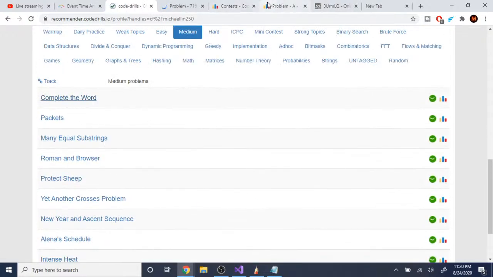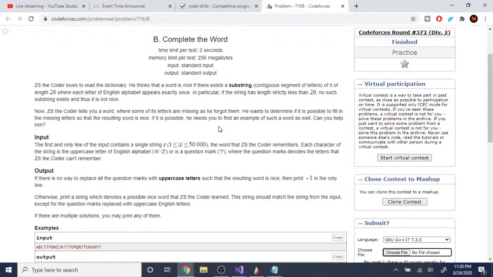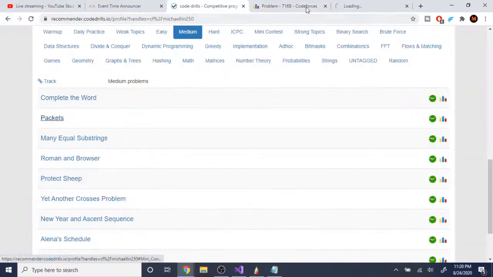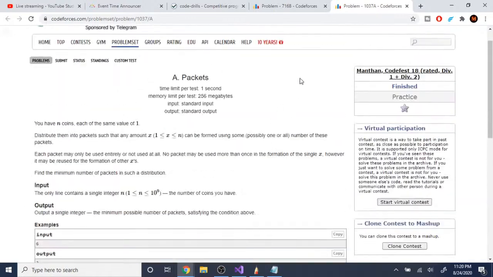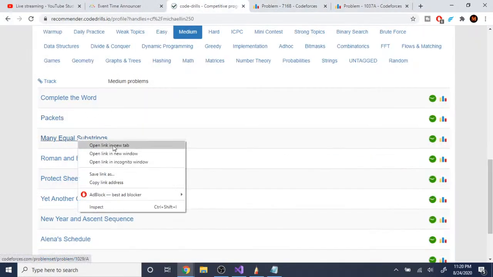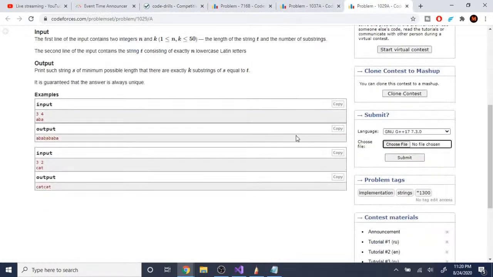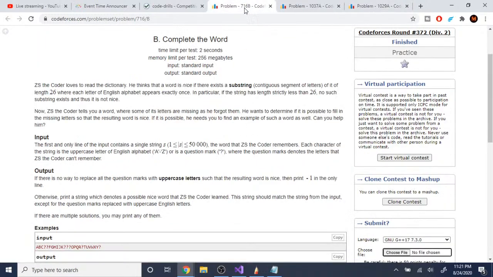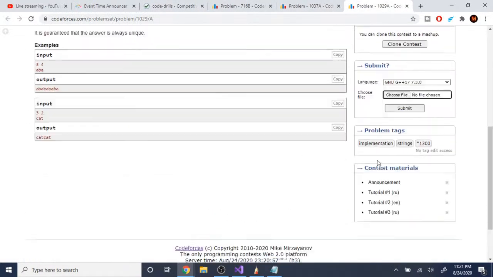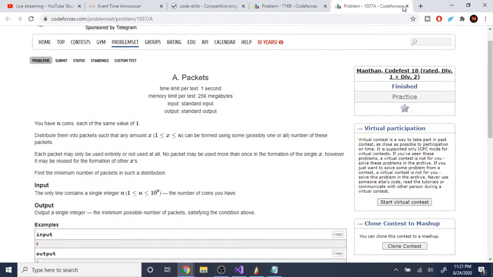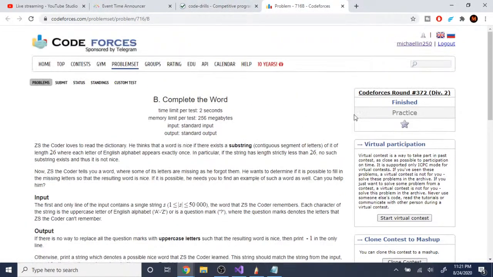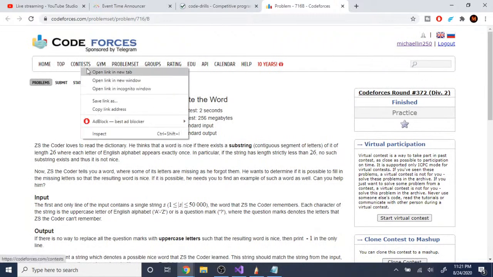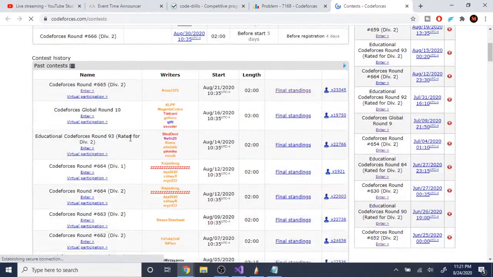Complete the word. Let's try that. Okay, 1300. Okay, let's see. Let's look at the next problems. Many equal substrings. A lot of strings. You know, I actually haven't done all the problems I couldn't solve, so maybe I should do that. There's a bunch of problems I couldn't solve during a contest, so let's try that. Let's go through all the ones we couldn't solve during a contest.